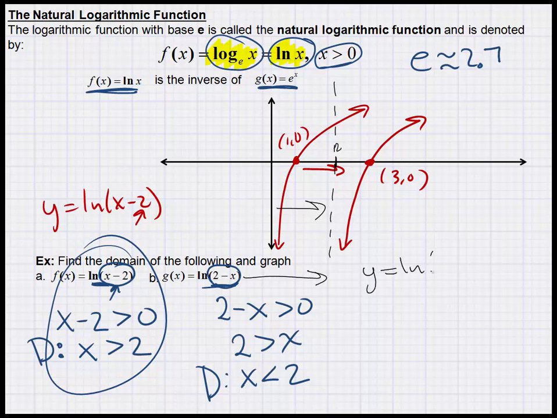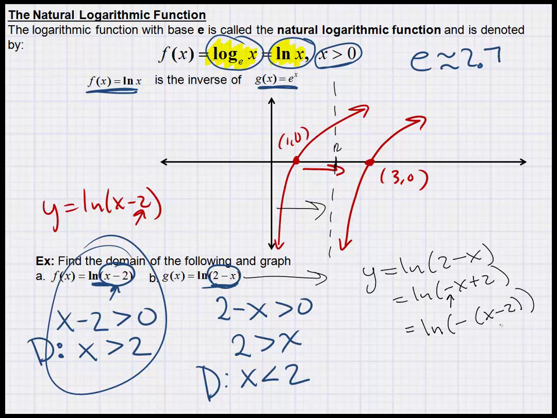y equals the natural log of 2 minus x, which is the same thing as the natural log of negative x plus 2. Now there's a problem here, and this is a problem I've discussed before that you should have seen when you first started doing translations in algebra. And the idea is when you have a negative inside your function, you need to think about the way you look at this and write it this way. The natural log of negative x minus 2.